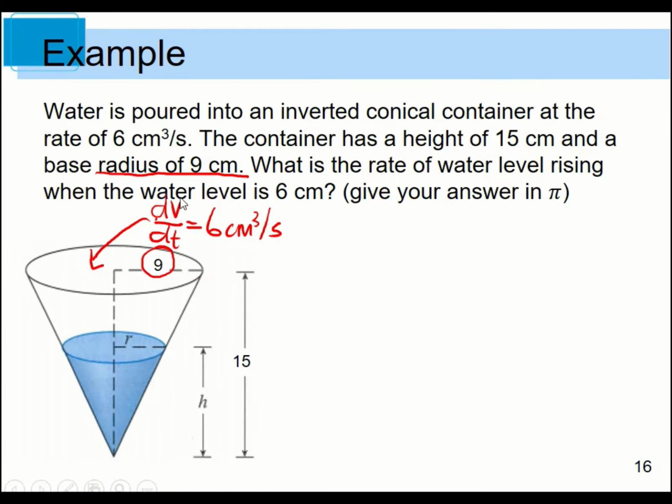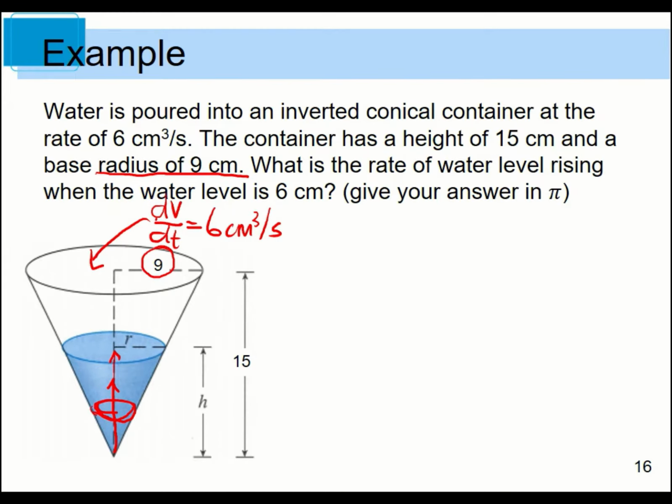So when this amount of water, 6 cm^3, is poured into the container every second, we can imagine that the water level is rising. In the beginning, maybe the water level is rising faster. Why? Because the space here is small. As the water level rises, the space of the cone becomes bigger, and then the water level rises at a slower speed.